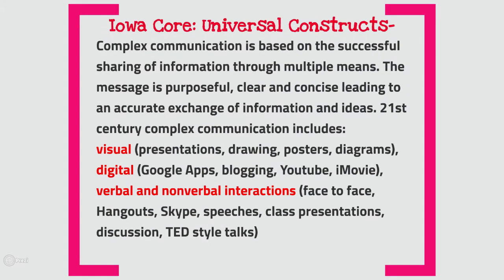According to the Iowa Core, complex communication is one of those universal constructs like creativity and collaboration that we looked at earlier, where you have a successful sharing of information through multiple means. You have a message that's purposeful, clear, and concise, and it leads to an accurate exchange, which I think is a key term there, an exchange of information, not just a presentation, but a conversation that starts, ideas that get passed back and forth. And so they say that 21st century complex communication will include these three elements.